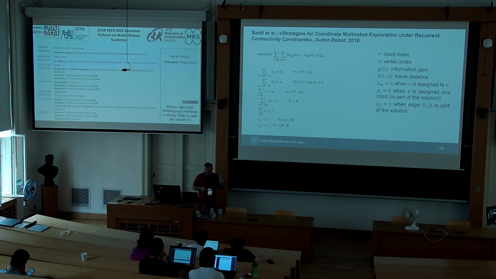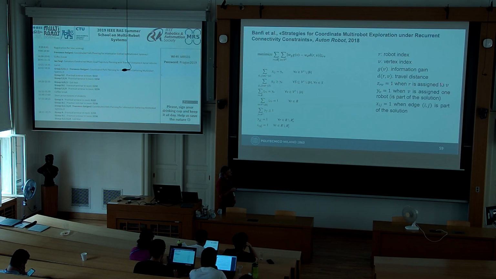Just to understand what we see: R is indexing the robot, V is indexing the vertex, G of V is the information gain that can be obtained in vertex V, D_RV is the travel distance between the position of robot R and the vertex V. The variables that we have to set, where solving the problem means setting one value for these variables, are: Z_RV is 1 when robot R is assigned to vertex V. Y_V is 1 when vertex V is assigned at least one robot, so we say that vertex V is part of the solution.